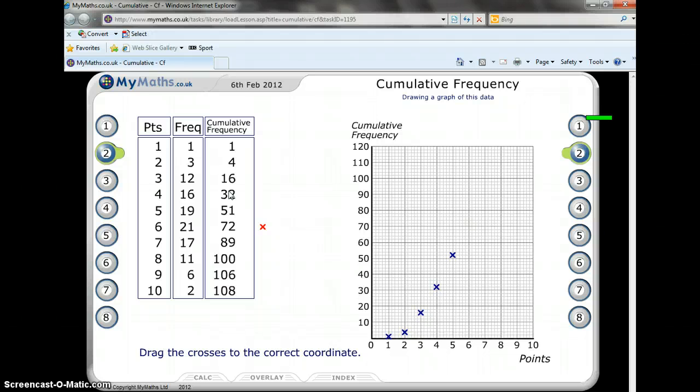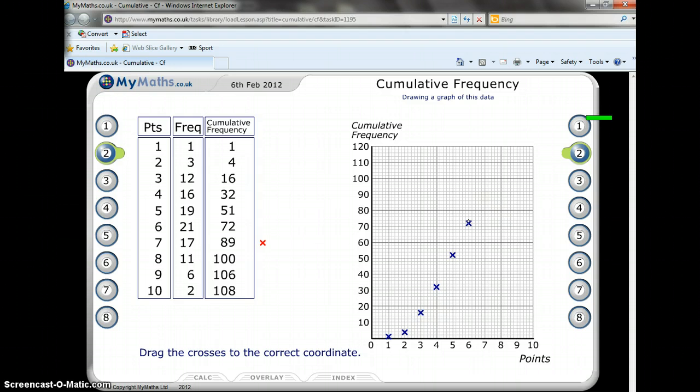So I've started this already. When the points value was 1, the cumulative frequency was also 1. So I've put it across at 1, 1. When the points was 2, the cumulative frequency was 4. And we're now just going to finish off the last few together. So the point here is 6 and the cumulative frequency is 72. So the point score was 6. I'm going to go up to 72.